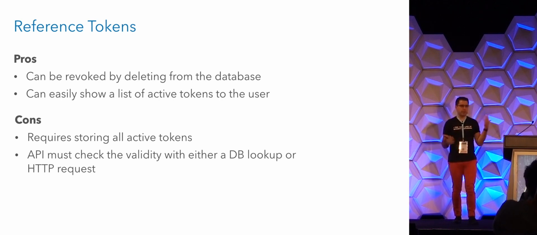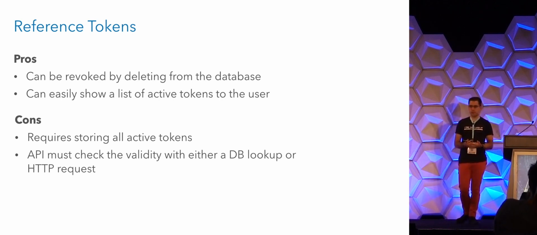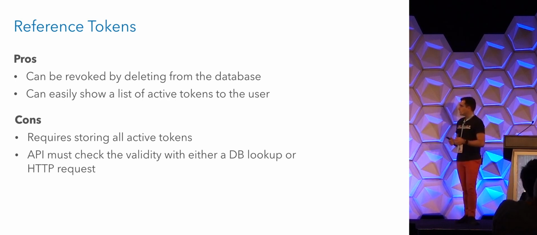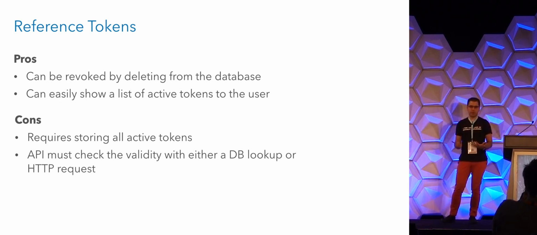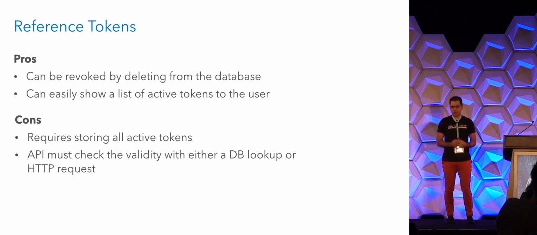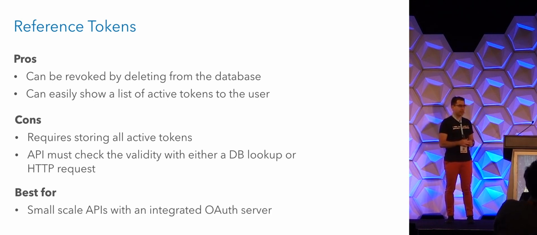And if you only have, I don't know, 10,000 users or so, a database of 10,000 rows is not that big of a deal. But if you have millions of users, or millions of users and hundreds of thousands of applications, that starts to get to be a lot of data. Also, importantly, the API has to actually go and look in the database or look over HTTP to check whether tokens are valid, which adds latency and centralizes how you can build your architecture. So this ends up really only being the best for smaller scale APIs, especially if there's an integrated OAuth server, because then it's simpler and there are fewer moving parts.